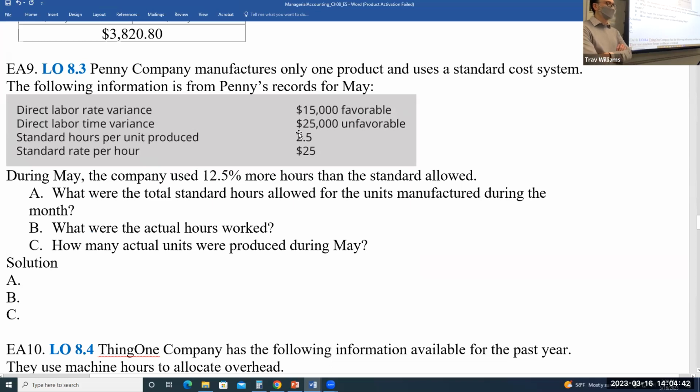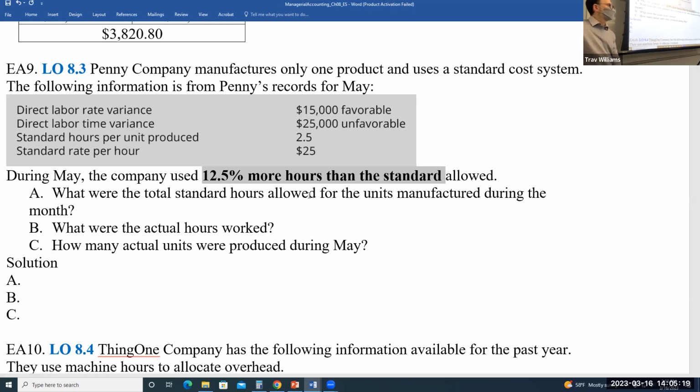Okay, so moving on to number 9. All right, they give us some information there. Oh, this one's really different. Yeah, okay. So they give us the information in the gray box. They tell us the company used 12.5% more hours than the standard. What were the total standard hours allowed for the units manufactured during the month?